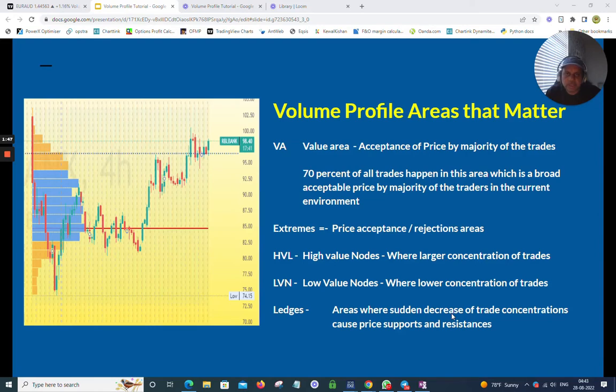So the ledge is created when, after a particular price, activity suddenly decreases and there's a sudden rush in the prices away from a particular area, and there's an imbalance which prompts the price to trend higher or lower from that area. That's where you see a ledge formation in the node, and that's what we call the ledge area. And the ledge area is an important area because that's where the supports and resistances are formed.